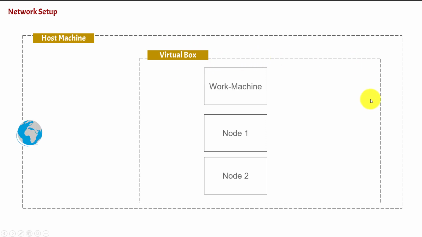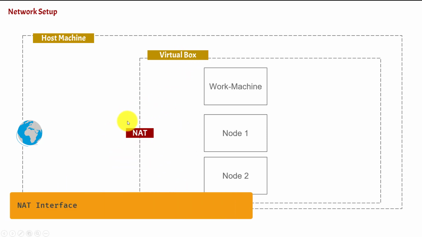Now this host machine is connected to the internet. We have an internet connection through Ethernet or through Wi-Fi. Now what we'll do is create a NAT adapter in VirtualBox. So for networking, we will create a NAT adapter.